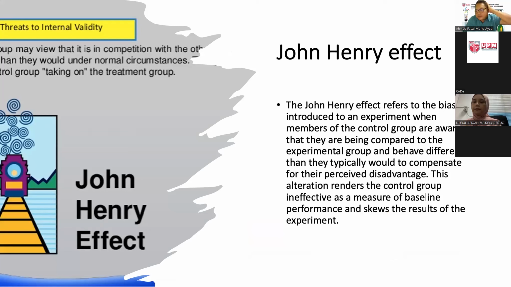Okay, we have the John Henry effect. The John Henry effect refers to the bias introduced to an experiment where the members of the control group are aware that they are being compared. So this one you need to understand, especially the control group and the treatment group. You need to understand that these two groups may be in classes side by side. They are not far away, and maybe they are also good friends. So after school hours, the students will have further discussion. They say, hey, my teacher teaches mathematics using computers, how come your teacher didn't use computers? And so on, these questions will arise from time to time. And towards the end, the experimental group realize that this class is using the computer and the other one is not using computers. So they realize that they are the experimental group.